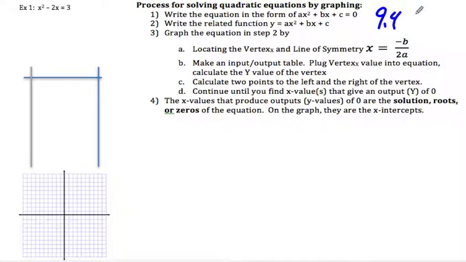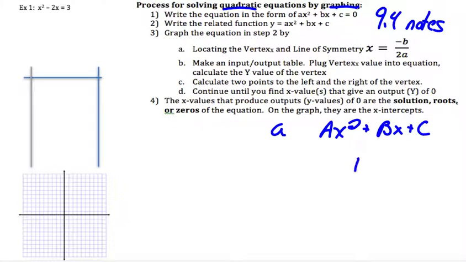So on the top of your notes, we have a 4-step process here for graphing quadratics, which makes a parabola. Recall that if A is positive in our quadratic equation here, it'll open up. If A is greater than 0, it opens up, and if A is less than 0 or negative, it will open down. So keep that in mind about how things should look.